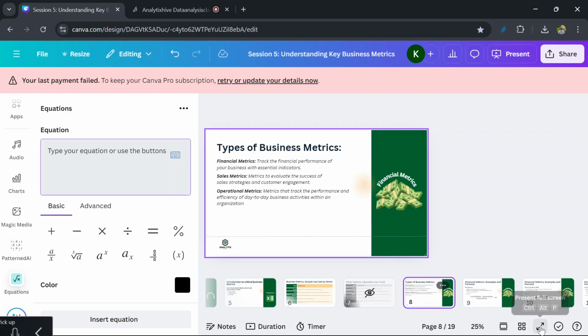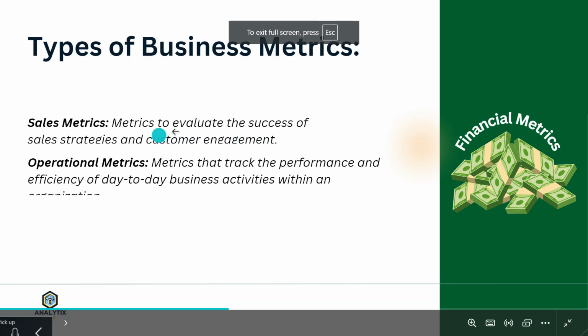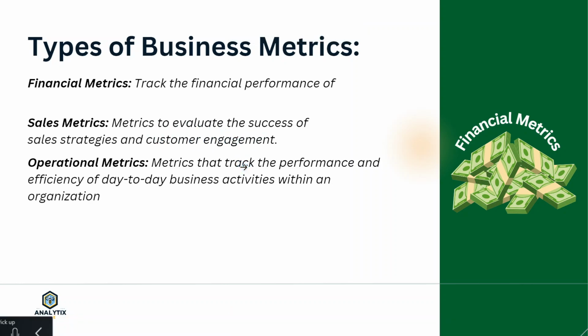So here, this one is about different types of metrics that a business can track. For the purpose of this session, I just brought about 3 of them out here for us to see. The first one is financial metrics, and this one helps us to track the financial performance of one's business using essential indicators. I think I briefly brushed through that when I was giving an instance of an investor monitoring the performance of a company or a particular stock to know whether to invest in it or not.